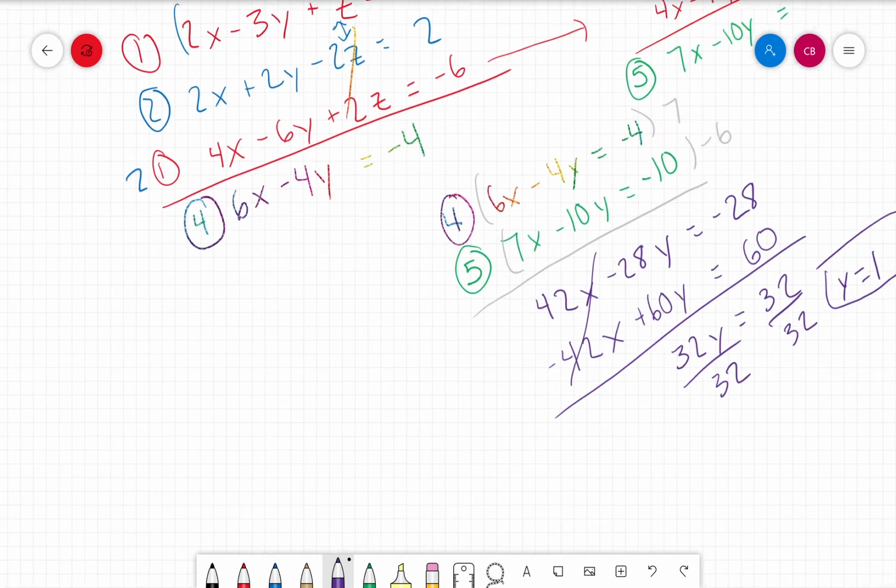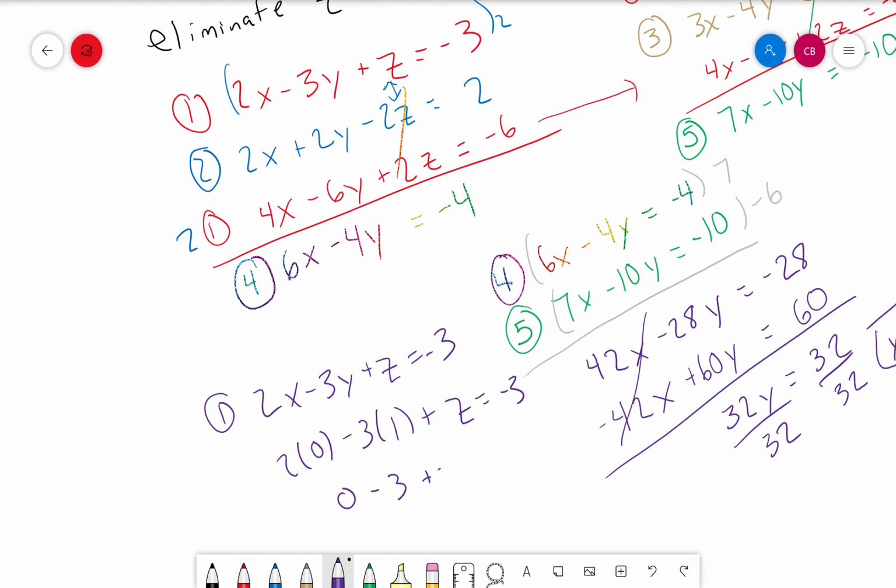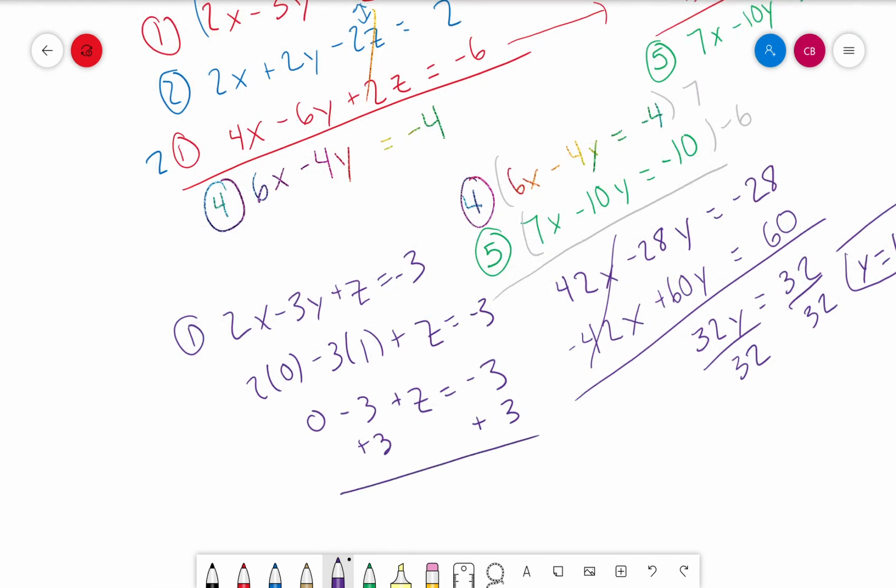And we plug that into any of these. 2x minus 3y plus z is equal to negative 3. This is problem 1. 2 times 0 minus 3 times 1 plus z is equal to negative 3. So this is 0 minus 3 plus z is negative 3. Add 3. And this gives us z is equal to 0. So our solution is 0, 1, 0.